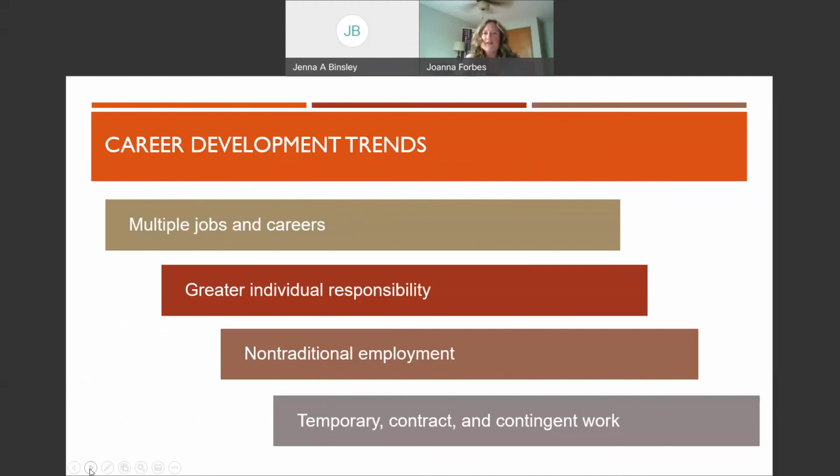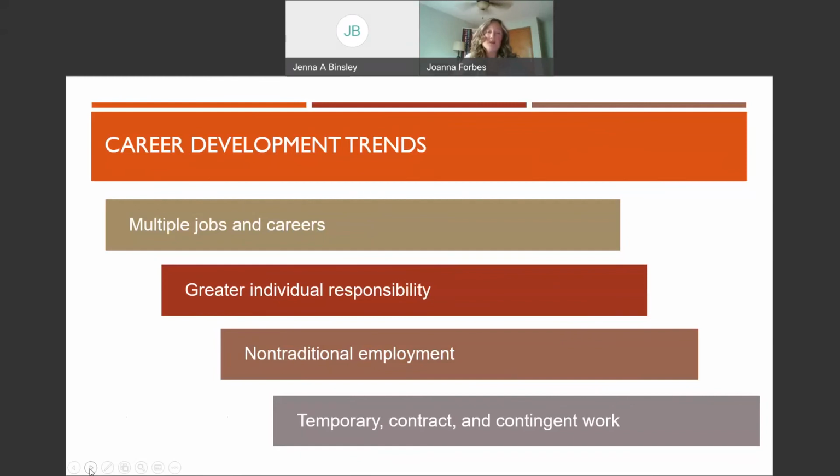So just some career development trends that we're seeing right now with employees. This is just something to keep in mind, again, when you're thinking about developing your staff. We're seeing a lot of multiple jobs in careers. We all know the days of starting a job and working there for 40 years in that same position are pretty much over at this point. For some people that's still an option and that still works well for them, but unfortunately, a lot of times that is just not possible.